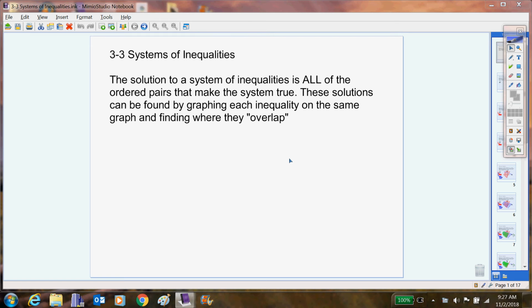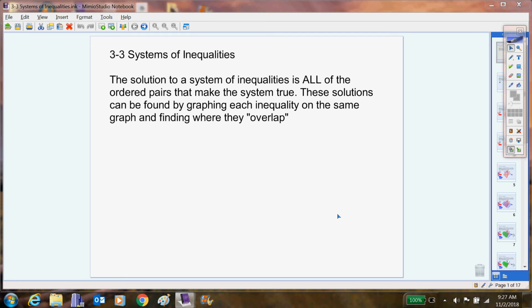So you'd have one of the inequalities that's graphed and another that's graphed, and then you would color in the part that makes both of them true. Question? Okay.